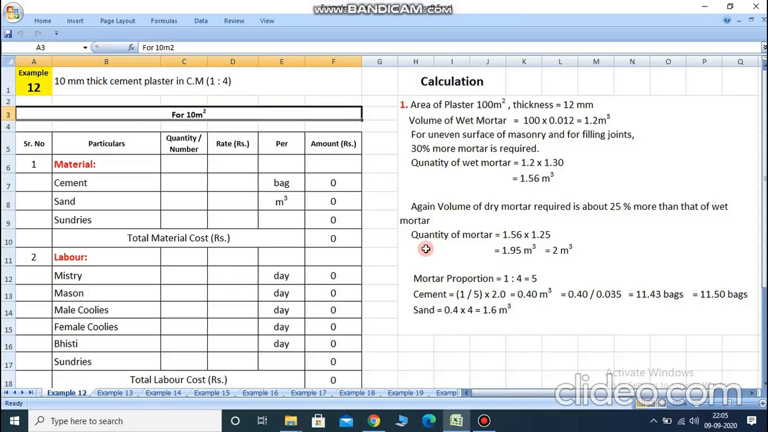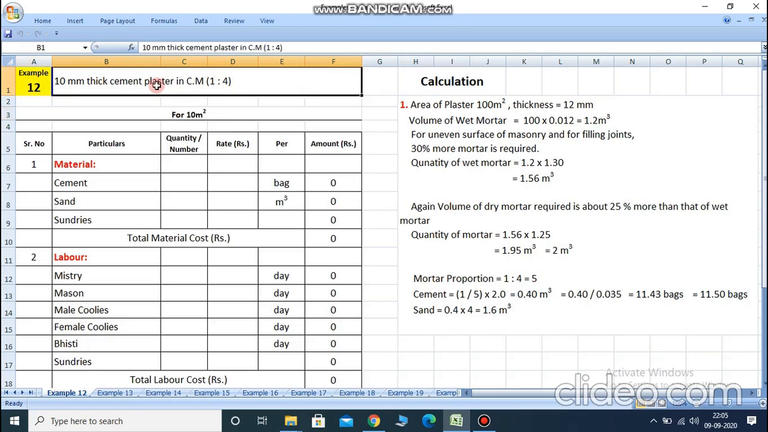Hello students, today we start a new example. Example number 12. In this example, we calculate the rate for 10 mm thick cement plaster of a cement mortar. The ratio is given as 1:4.